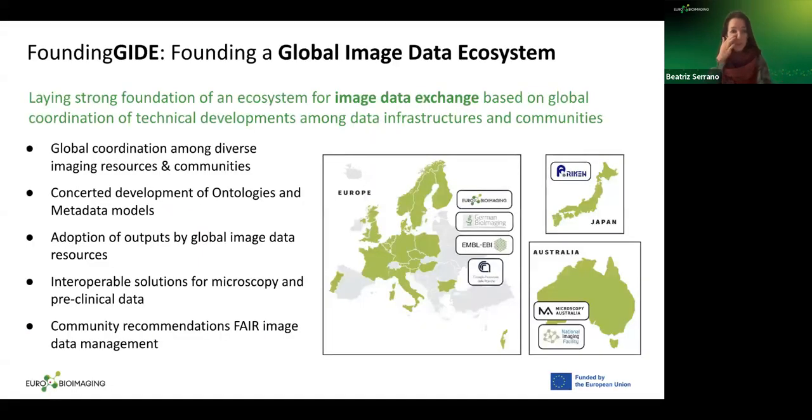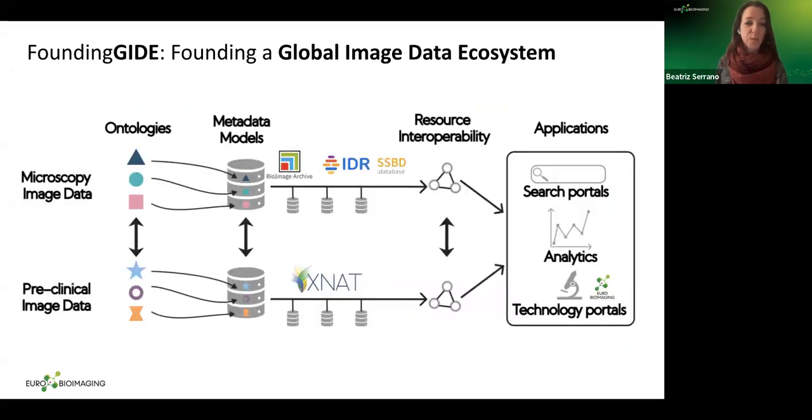So I also wanted to mention something that is going to start soon that might be interesting for you. It's a new project that is going to be coordinated by Europa Imaging. It starts in January and it's called Founding Guide. And the idea here is to connect different repositories in different locations. And there are some in Europe and Japan and Australia. These are the main partners of the project. And there will be some work on ontologies and metadata there because these resources will have to become interoperable. That's the whole idea.